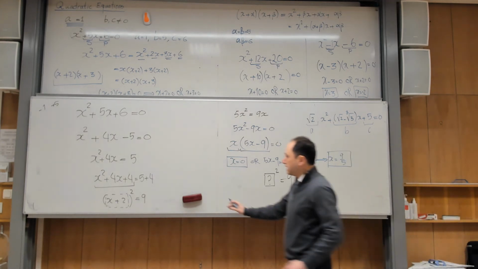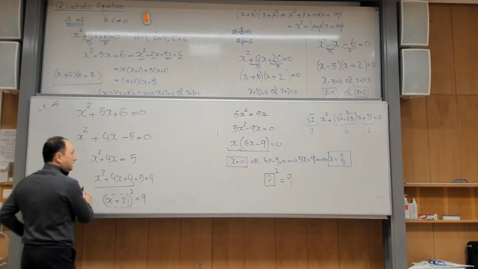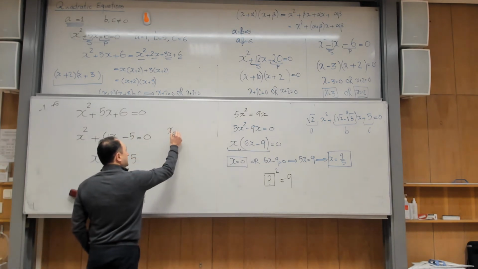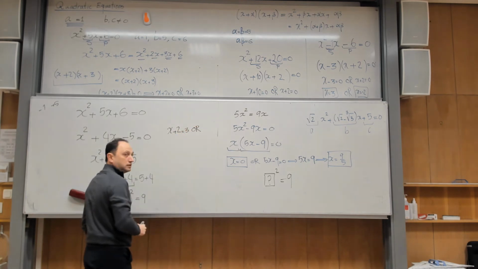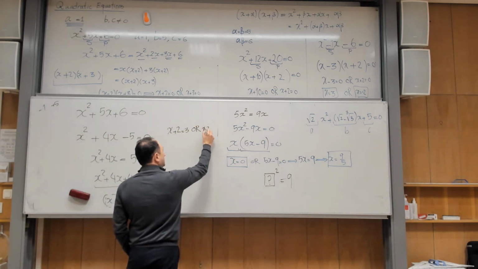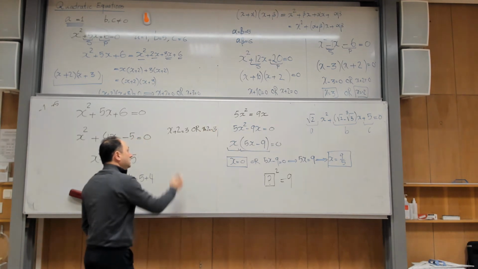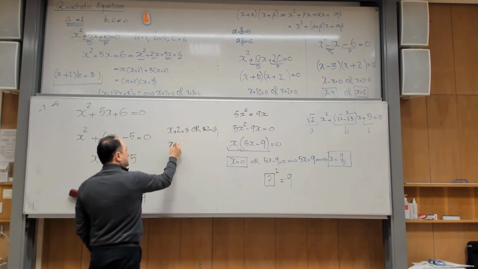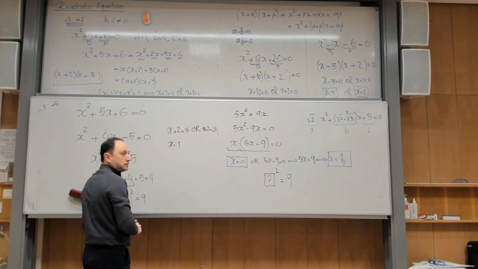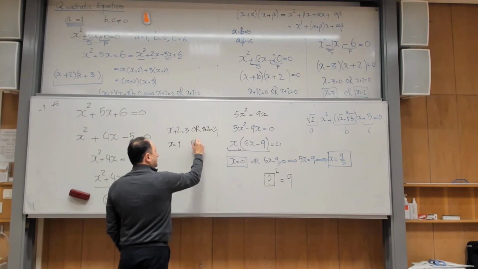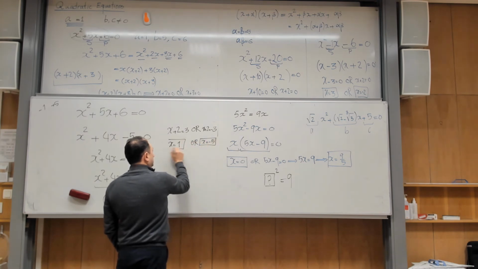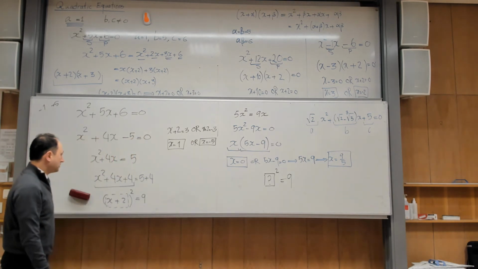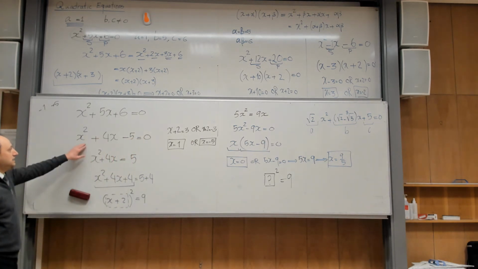So this means that from here, I can continue and write x plus 2 is 3, or x plus 2 is negative 3. And then if x plus 2 is 3, I don't have any problem solving this. I just move it to the other side, because it is a first degree equation, x is 1. And the same story here. So what's that? Minus 5.